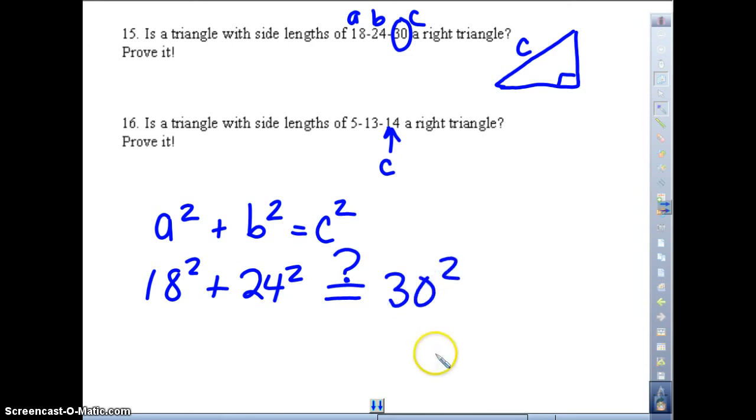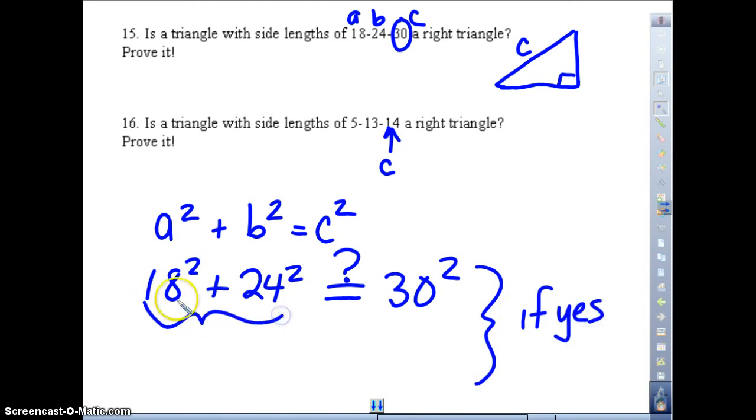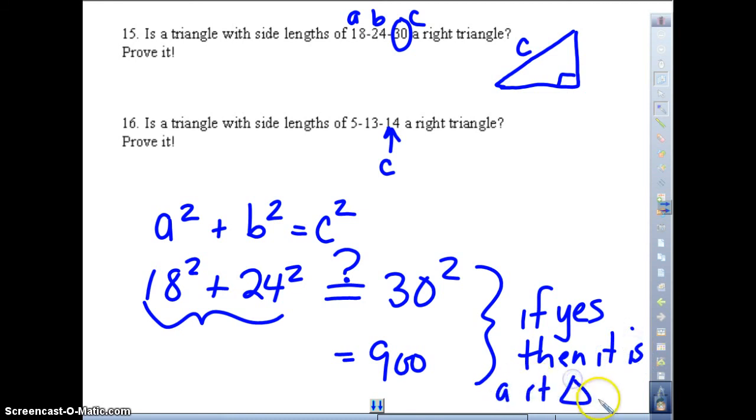If yes, if these two squared and added together equals this one here, which is going to be 900, then it is a right triangle. But if this doesn't add up to 900, then it's not. And I'm guessing since there's two of these, one will be yes and one will be no. Use this as your A, this is your B, and this is your C, and you test it out. Test it out using this. Okay?